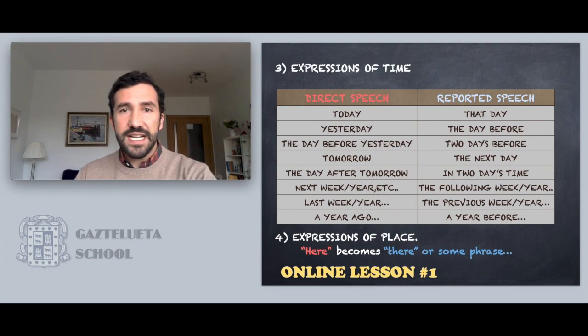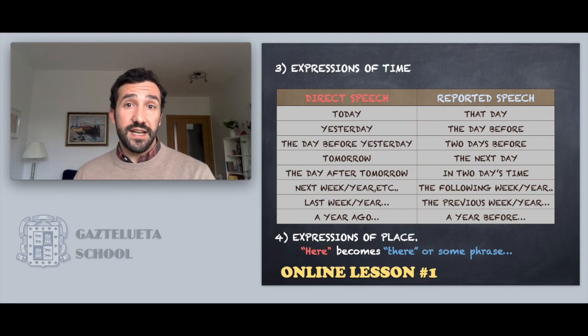Next week or next year will be the following week or the following year. Last week or last year would be the previous week or the previous year. A year ago would be a year before. Okay, we have to make changes with the time expressions that we use, from direct speech to reported speech.